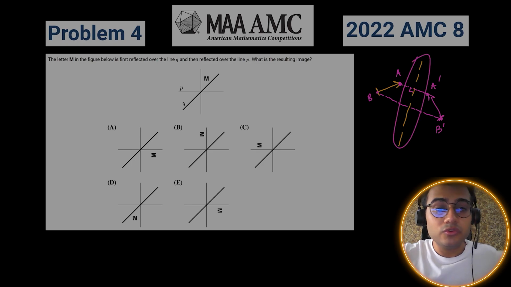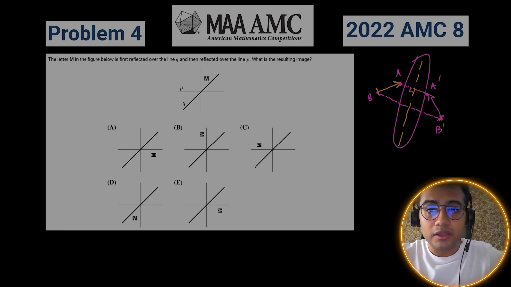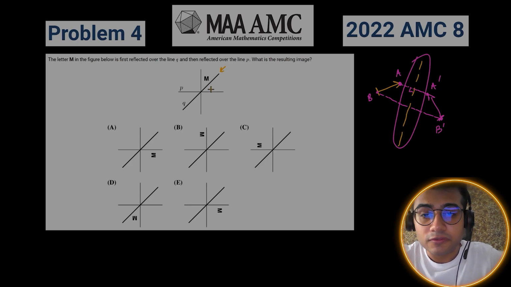Okay, so we are going to use the same principle, because the principle of reflection stays the same in any scenario. So let's do that in this problem. So we have a letter M, which is first reflected over the line Q. The line Q is this. This is line Q. So what would it look like after we reflect it over this line?